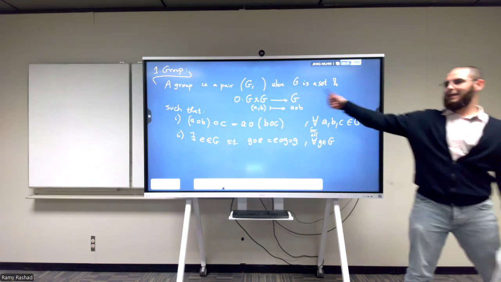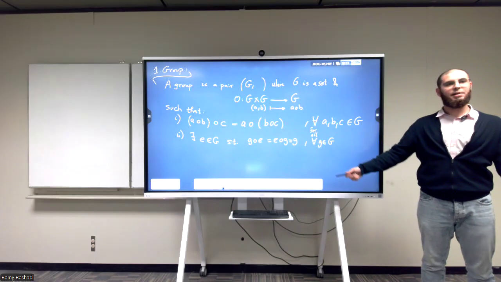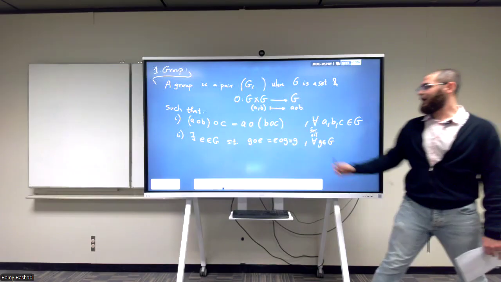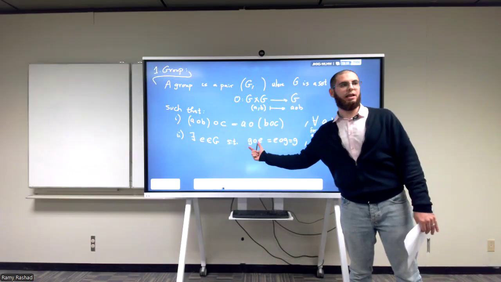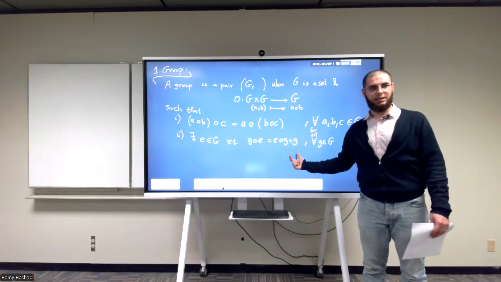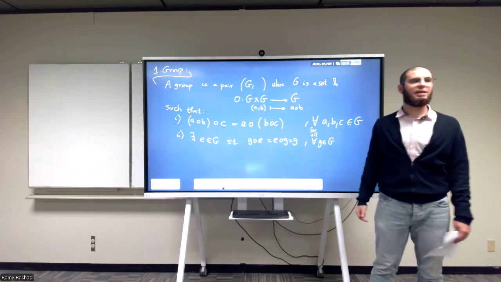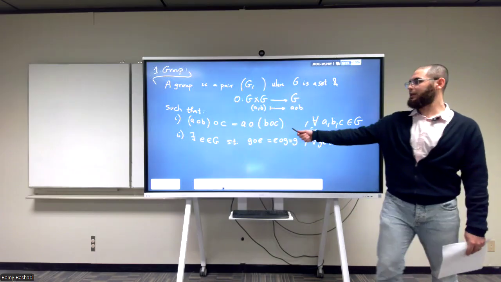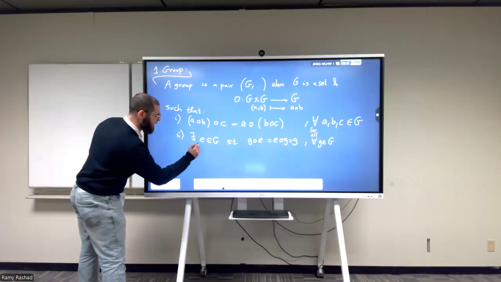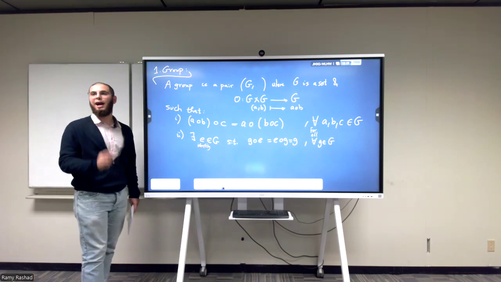So E is an element of G, and G is an element of capital G, the set G. If I take the binary operation between G and E, G first and E second, or E first and G second, I always get G. I always get the same element. And E is usually called the, any guess? The identity element.